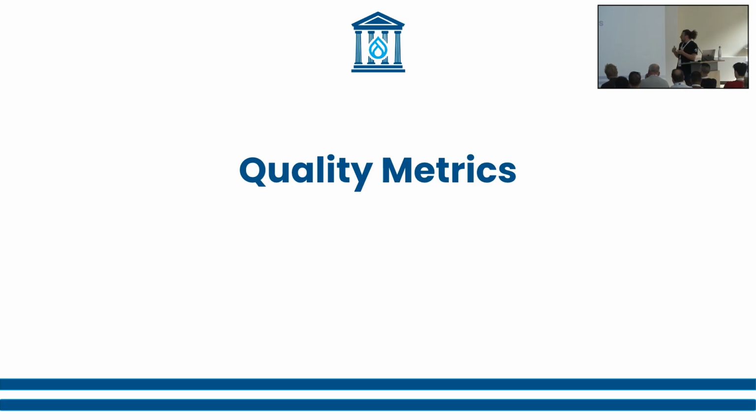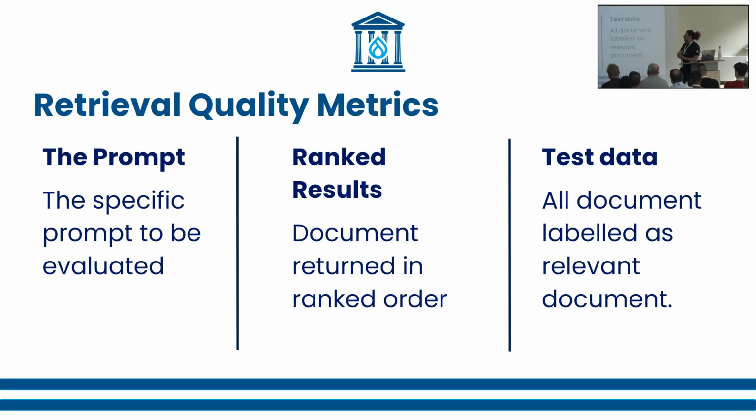Now that we saw how we can store and query, we need to talk about the quality metrics. The quality metrics are really simple. We need to have the prompts, so we have a list of prompts. Here we do the evaluation: the ranked results, and then the test data, so all documents that are labeled relevant. So we are now on the testing side of the application.